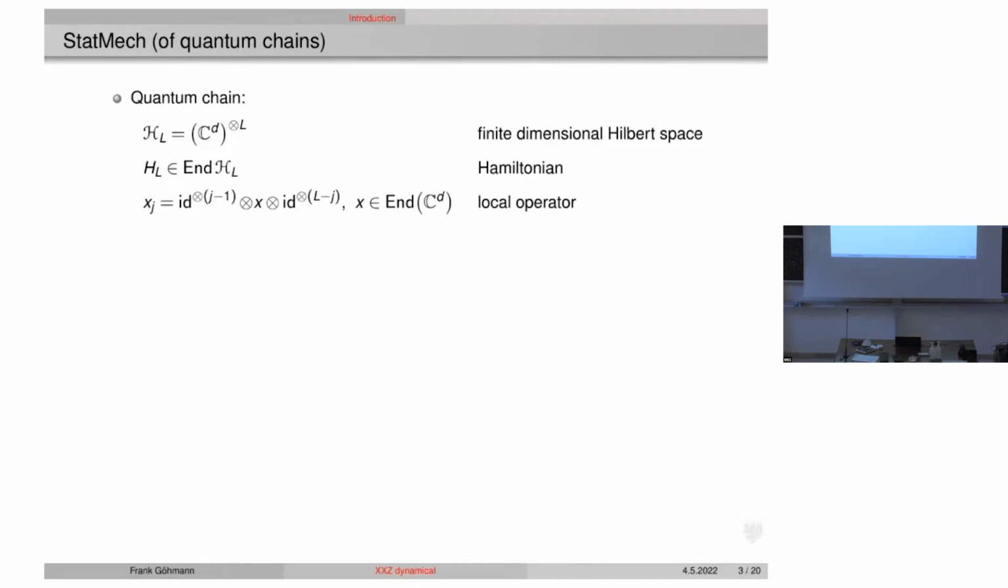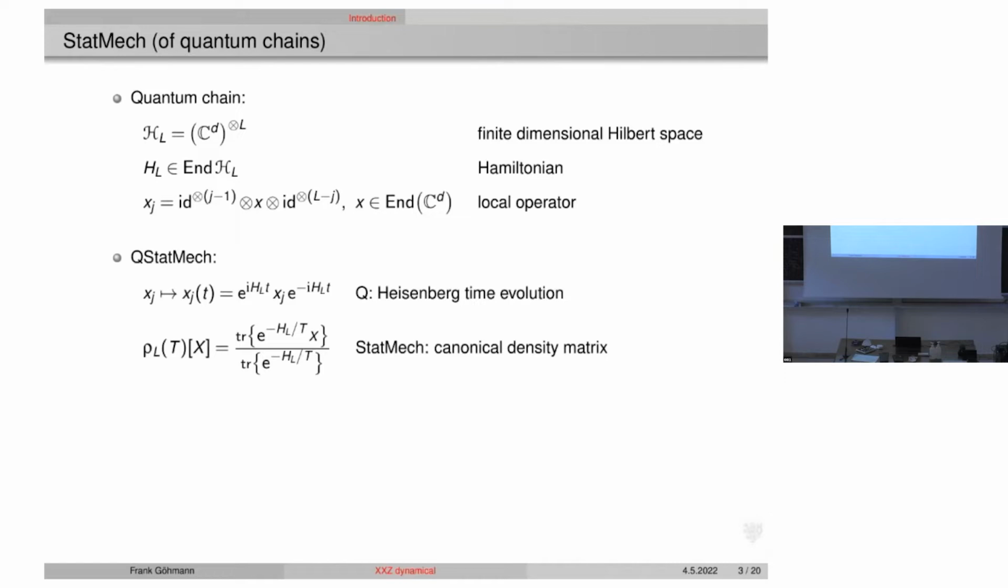So the dynamics on this space is just generated by a Hamiltonian, some Hermitian operator acting on this space, which is, say, a tensor product of finite-dimensional spaces, and we can define local operators which act as an endomorphism X just on one of the factors in this tensor product. Of course, you can also have local operators of longer lengths, where you have non-trivial action on 2 factors or 3 factors and trivial action by identity on the other factors. And with these ingredients, we can define quantum statistical mechanics.